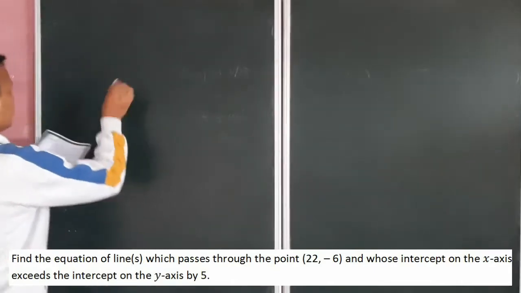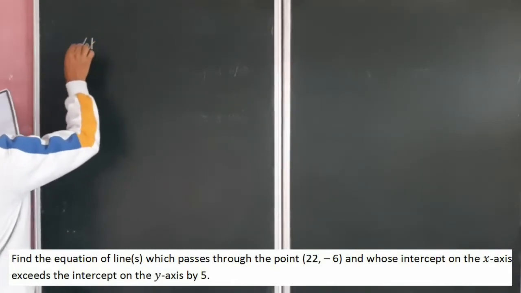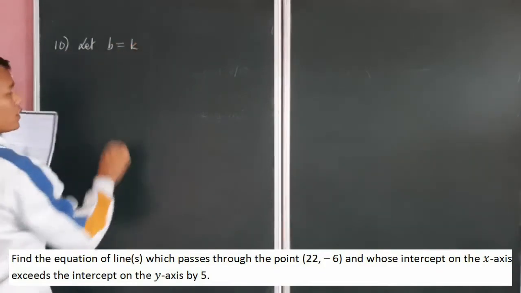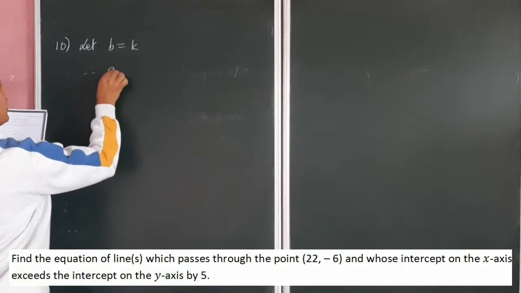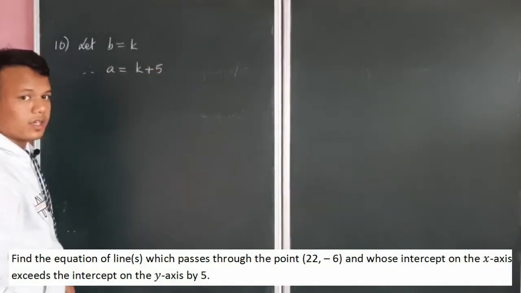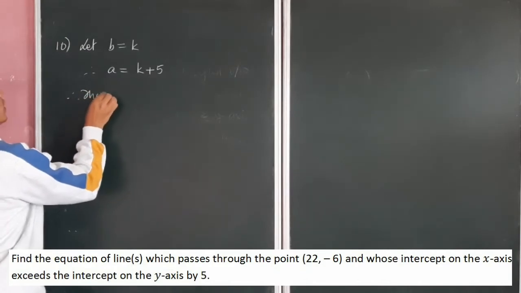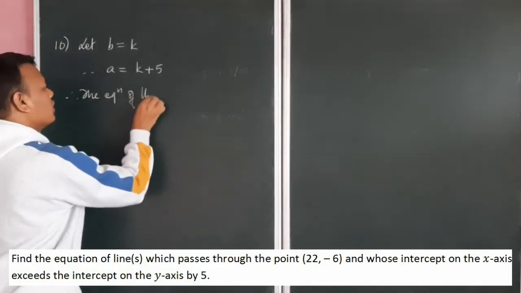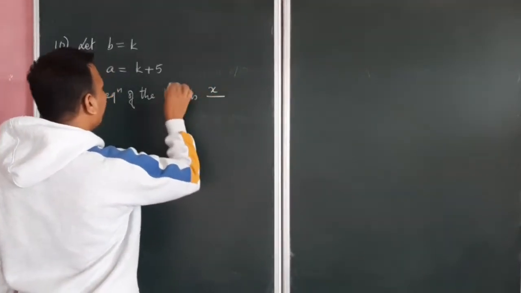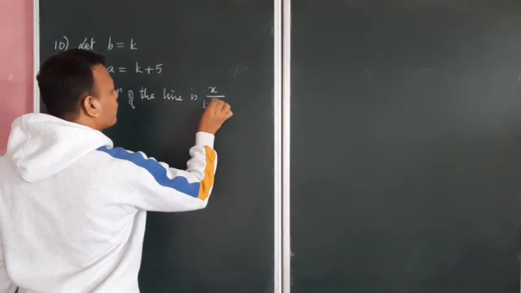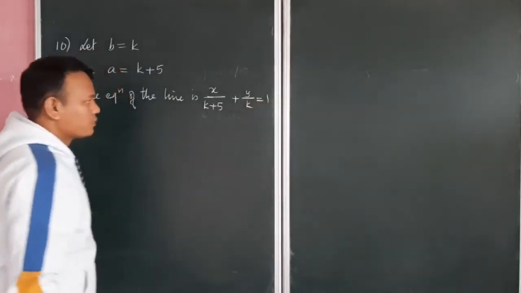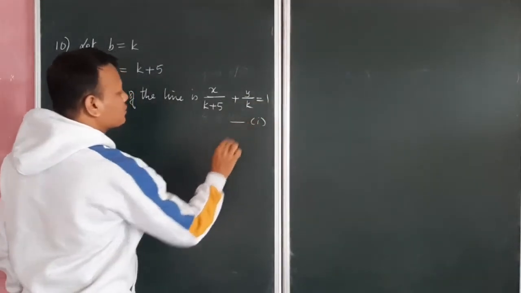Here, for question number 10, let the y-intercept be k, then the x-intercept will be 5 more, so it will be k plus 5. Therefore the equation of the line is x by (k plus 5) plus y by k equals 1. Let me call this equation 1.